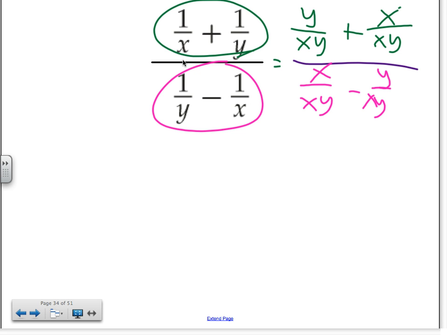What do you have for the green? Y plus X over XY. Okay, notice you said X plus Y. Is it okay if we say Y plus X? Yes. Why is that? It's the commutative property, X plus Y, Y plus X. Like 2 plus 3, 3 plus 2, the same thing, right? So for the green, don't you just simply have X plus Y as a group over XY?